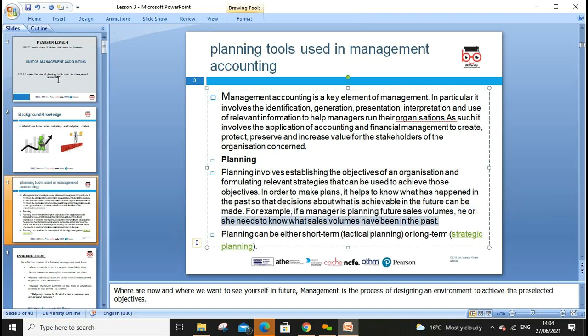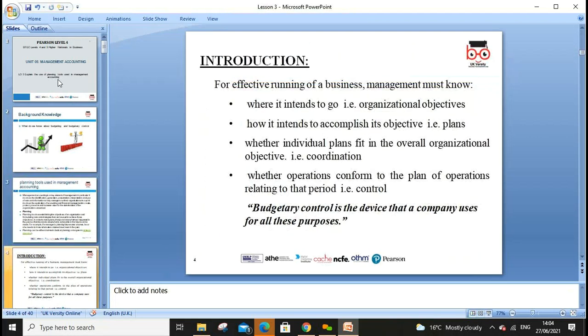For example, a manager planning for future sales volume needs to know what the sales volume was in the past. Planning can be short-term tactical planning and long-term strategic planning. When we look at the budget, we also need to consider it under management accounting as well.